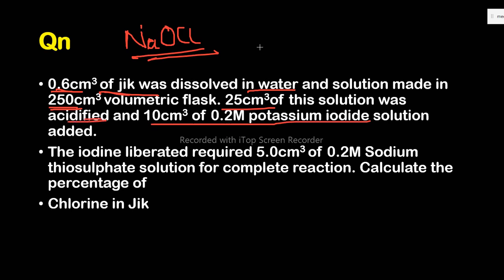You use, now in this case we shall use sulfuric acid to acidify, and then 10 centimeters cubed of potassium iodide is also added. So after acidifying, you add 10 centimeters cubed of 0.2 molar potassium iodide. So all these are key. Now what does this mean? The hypochlorite, depending on the other equation I wrote for you, okay, you can go back and check.